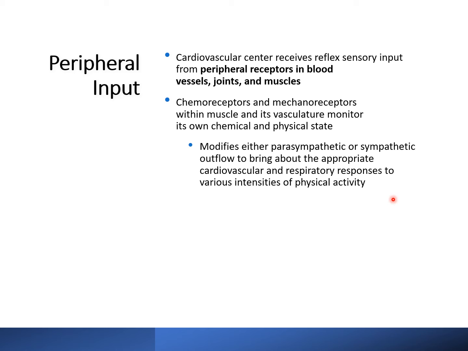When you're working really hard, your muscles and vessels have those mechanoreceptors and chemoreceptors that say, okay, I'm working harder now. I need more blood flow, so I need to drive more cardiovascular response and more respiratory response, and I need to send a signal back up to the brain to tell it to do that. That's a really dumbed down way of summarizing the fact that we have this peripheral input sending information back to the brain.